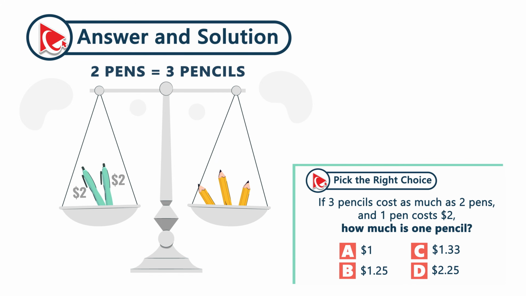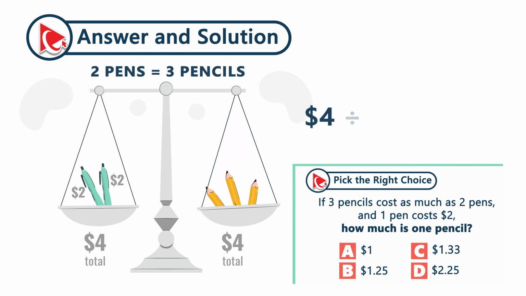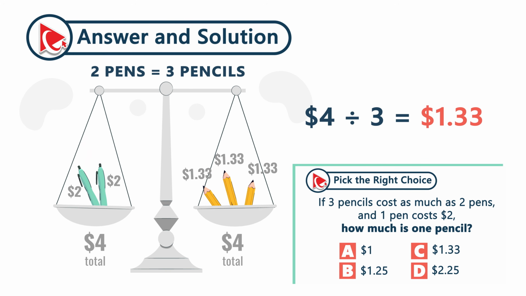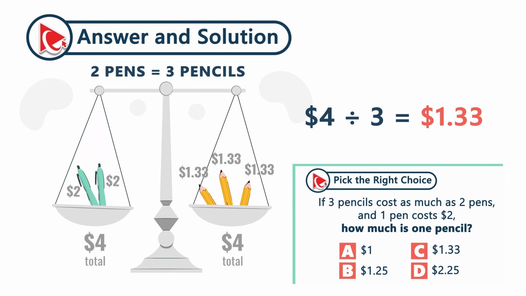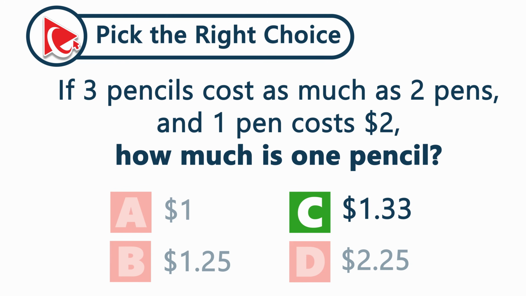Here's the trick. 2 pens cost $4 total. That's what 3 pencils cost. So just divide that $4 by 3. And boom, each pencil costs $1.33. The final answer is choice C. Pen or pencil, it pays to break things down.